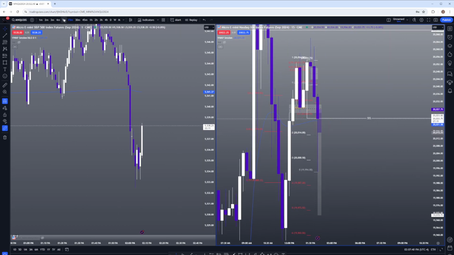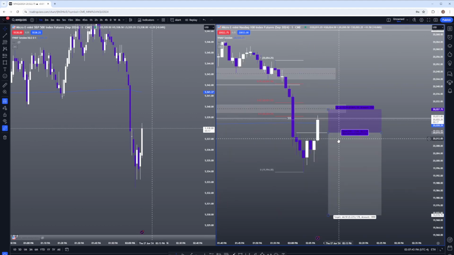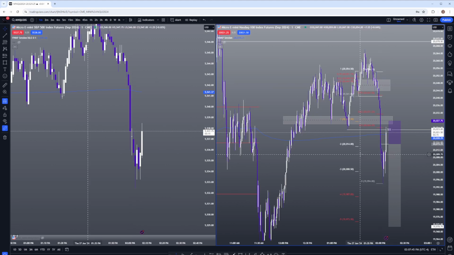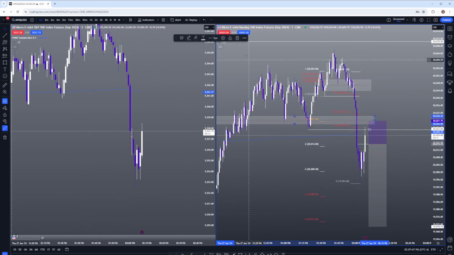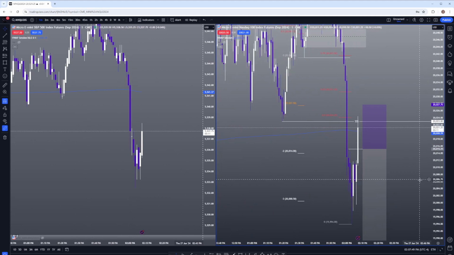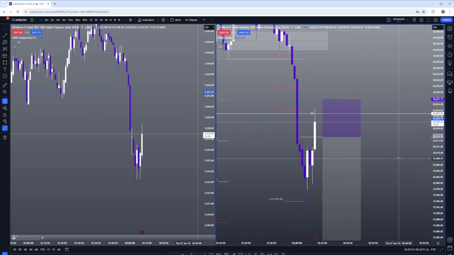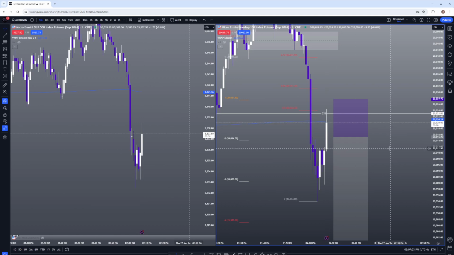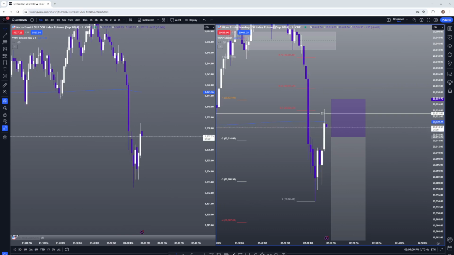Starting to see a lot of movement back up. Strong push back up here. Just touched back into a premium, just barely touched into a premium of that range. Let's see if we're going to get an entry opportunity here if we're going to start to react back down.